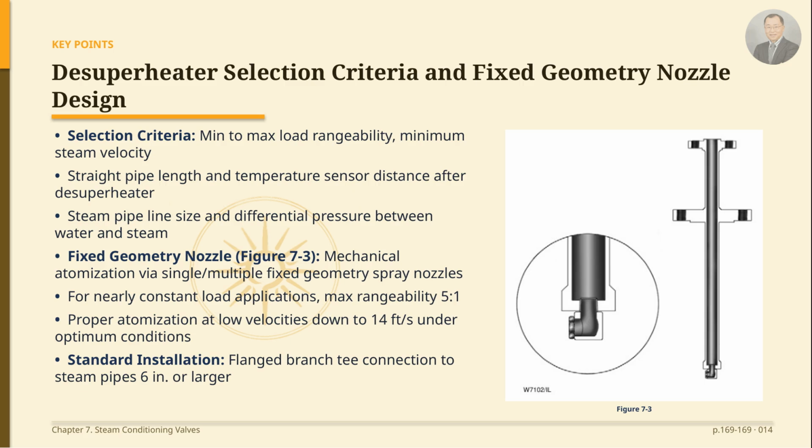I will now introduce the criteria for selecting a desuperheater and the first representative design, the fixed geometry nozzle design. Selection is based on various application considerations: rangeability for minimum to maximum load requirements, minimum steam velocity, the straight pipe length and distance to the temperature sensor after the desuperheater, steam pipe line size, and the differential pressure between water and steam.